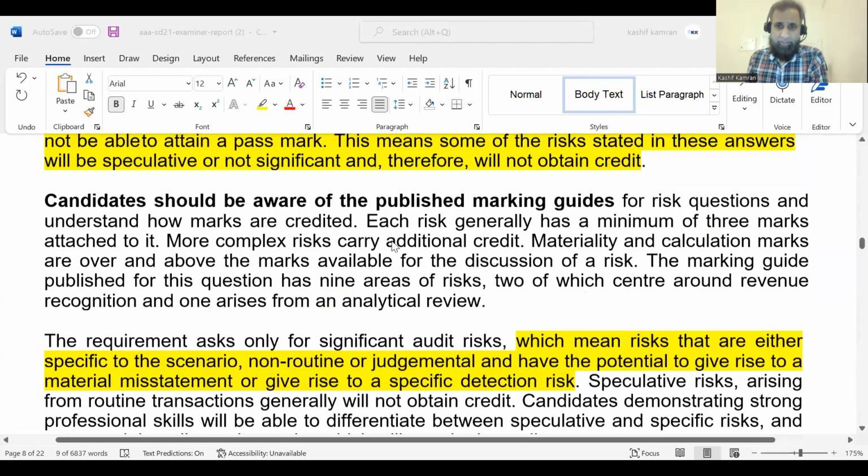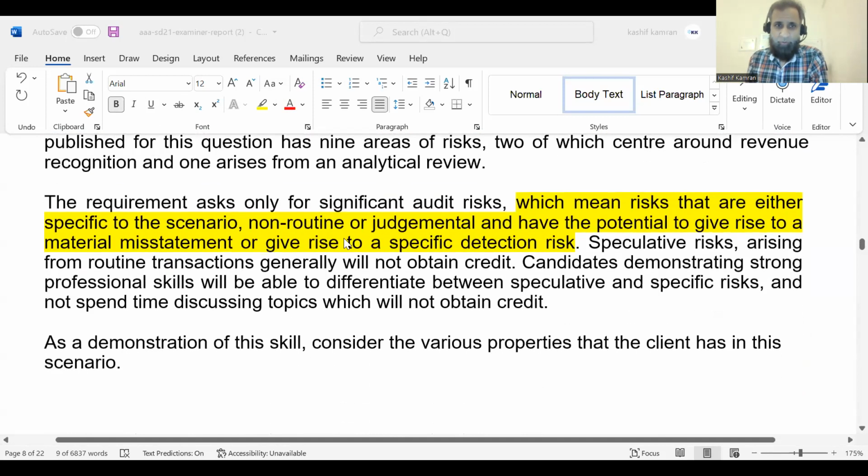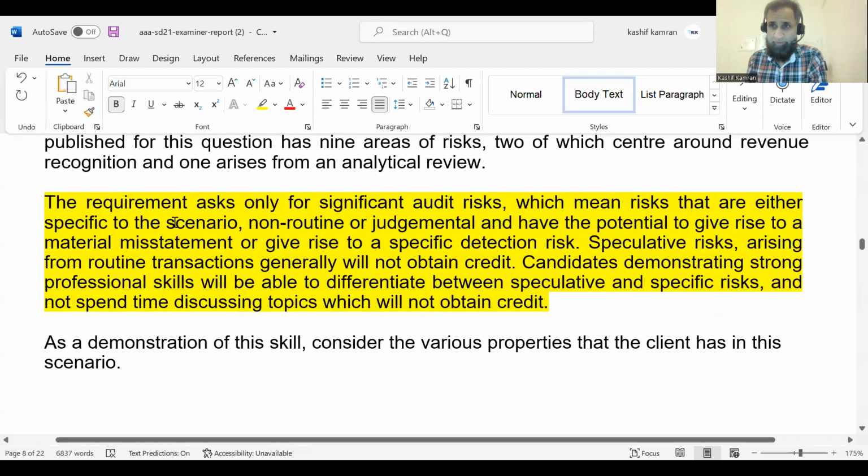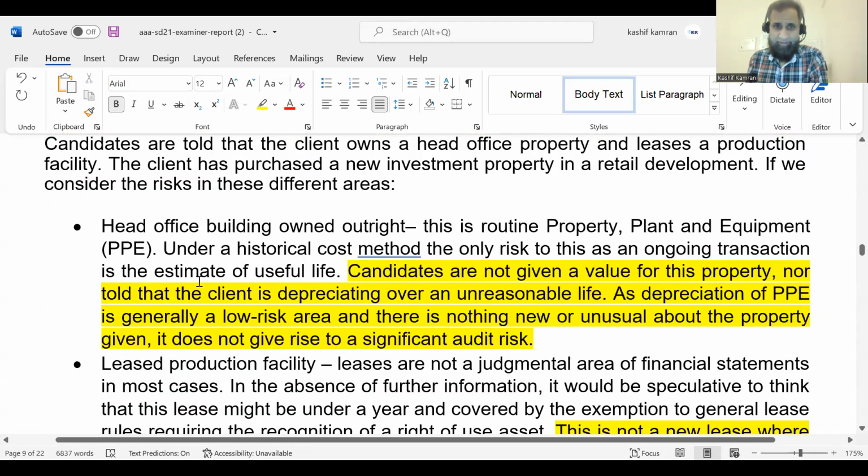Okay, next. I've already given you the answer for significant risk. What are significant risks? So I'm skipping this paragraph. This is an extremely important paragraph because this tells you about the significant risk. I've already done a commentary on that. Okay, one last thing.